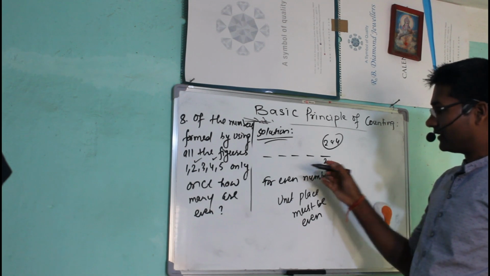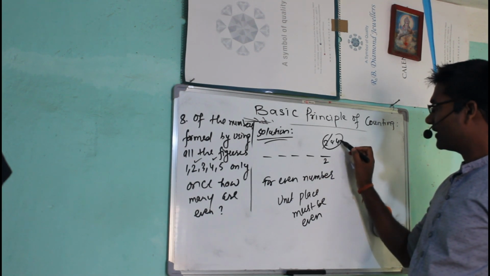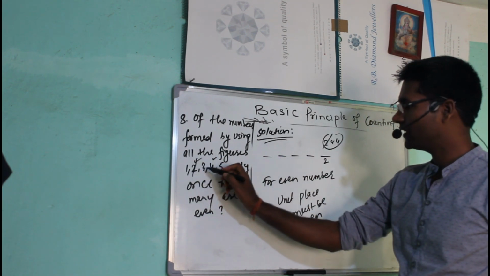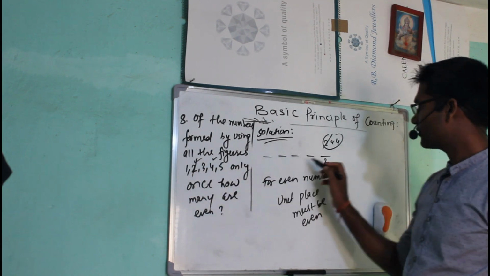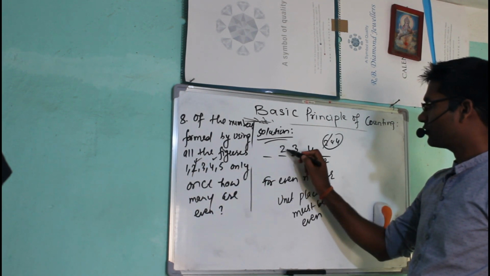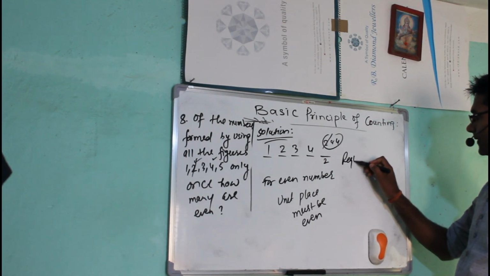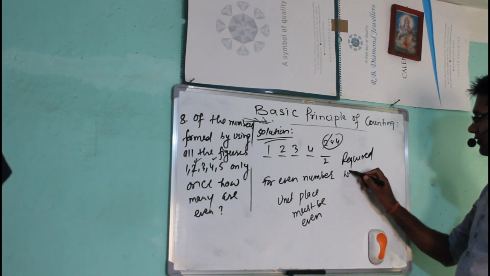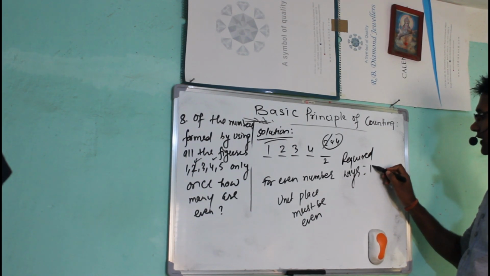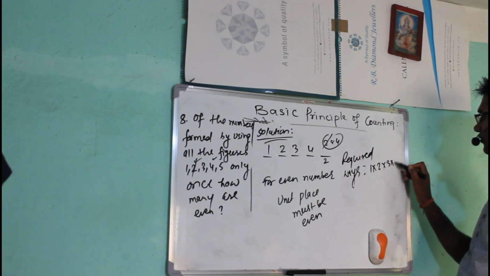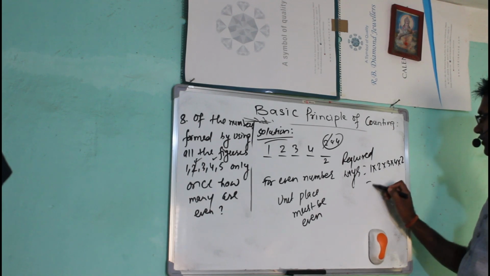Now suppose you have chosen 2, so the remaining will be 4 choices, 3 choices, 2 choices and 1. So the required number of ways will be simply 1 into 2 into 3 into 4 into 2. So it is 24 into 2, which is 48.